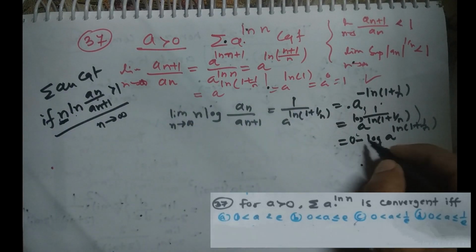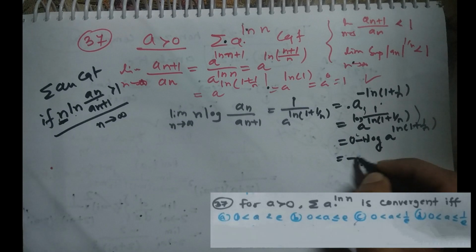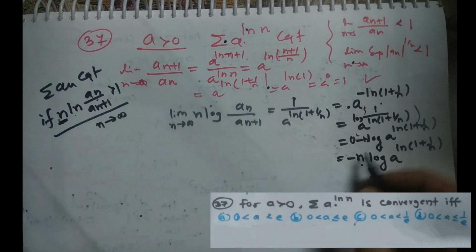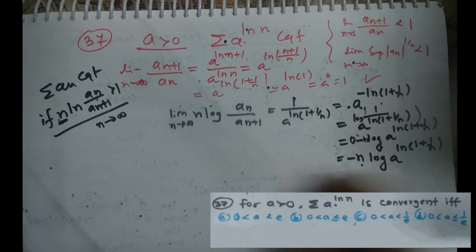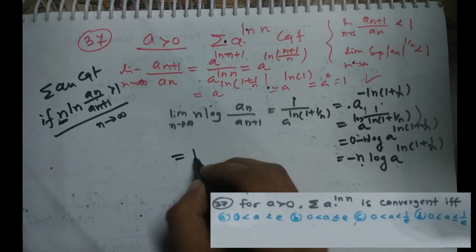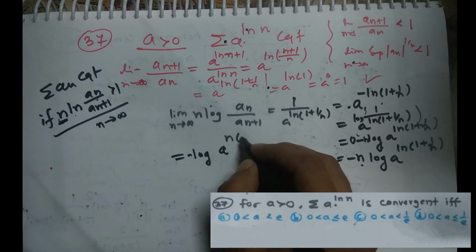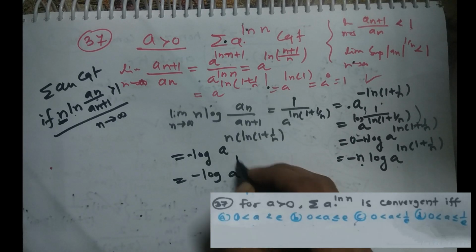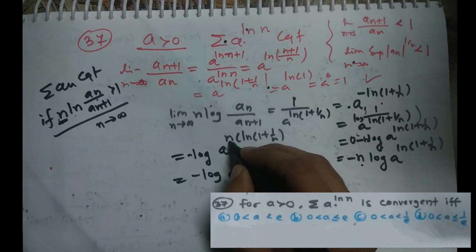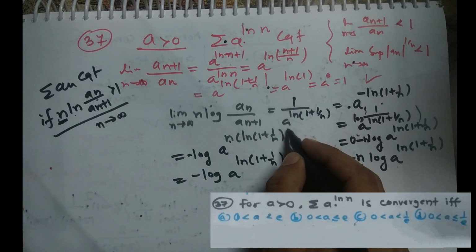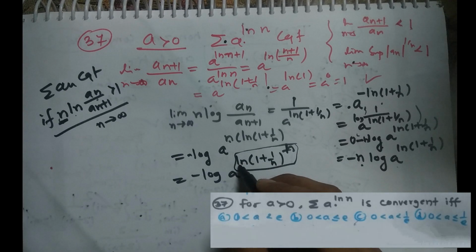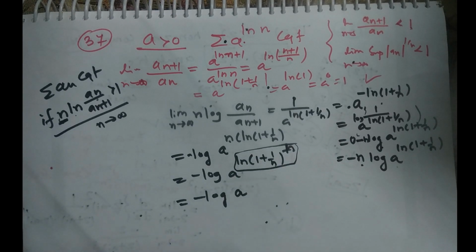Let's multiply n throughout. I will get minus n log of a raised to ln of (1 + 1/n). This n will go to the power of a. So I will have minus log of a raised to n into ln of (1 + 1/n), and this n again will go to the power of (1 + 1/n). So this is nothing but n. If you look carefully, what is the value of ln of (1 + 1/n) raised to n? This is nothing but 1. So the value of this is log a raised to 1.